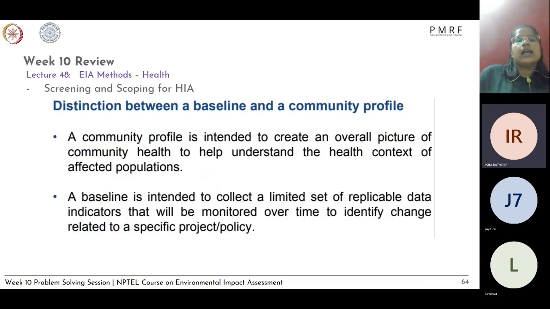Okay, let's get this. There's a distinction between doing a baseline study and a community profile. A community profile is intended to create an overall picture of the community health to help understand the health context of the affected population. And the baseline is intended to collect a limited set of replicable data indicators that will be monitored over time to identify change related to a specific project or policy. This is the difference between the baseline study and a community profile, because we develop a community profile in health impact assessment.